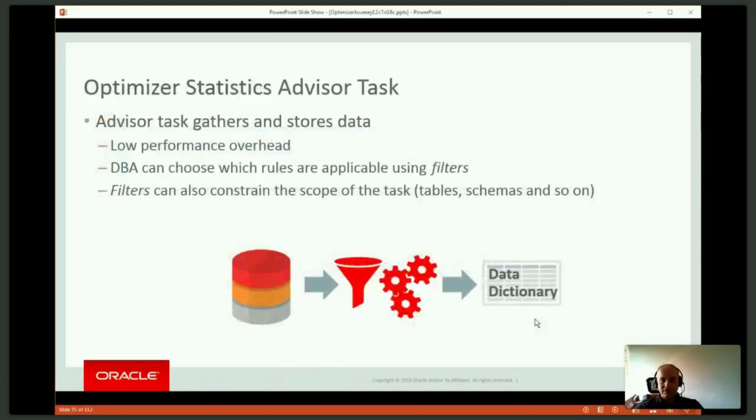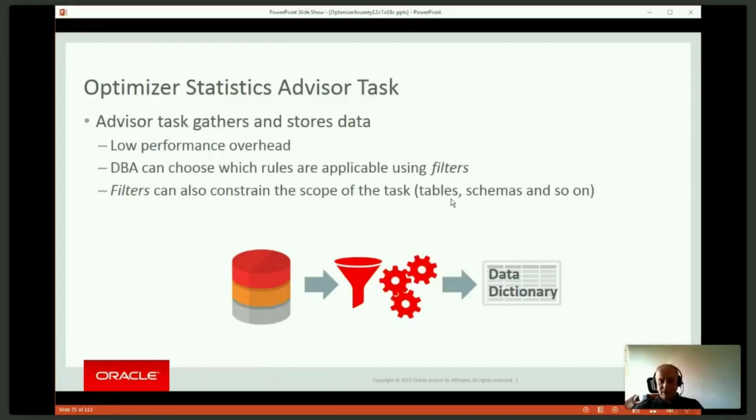So the advisor gathers the information. It's a low performance overhead. It does not regather statistics or gather stats in a new way. It queries the data dictionary, looks at what statistics you have. It looks at how you gather statistics. It doesn't resample data, for example. You can choose what you want to look at. So it's very, very configurable.